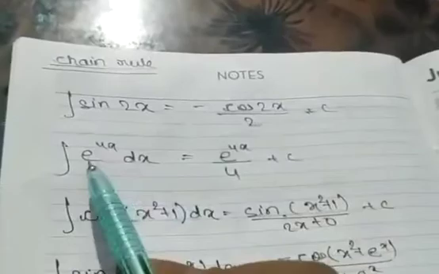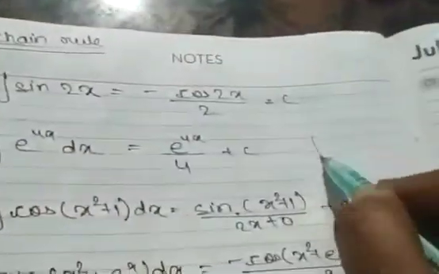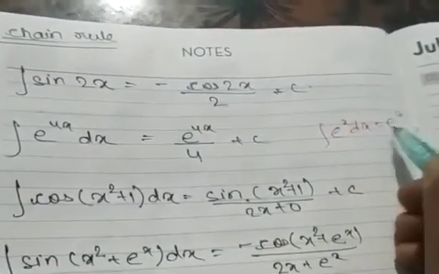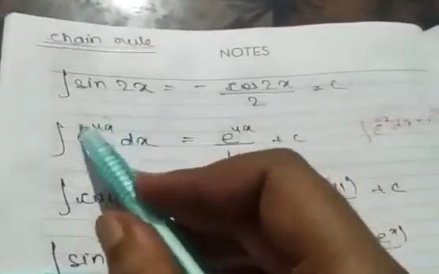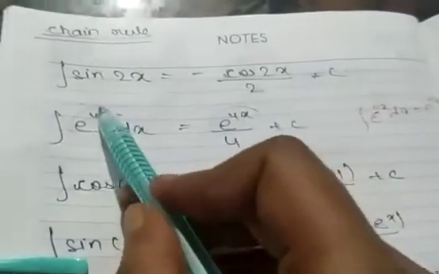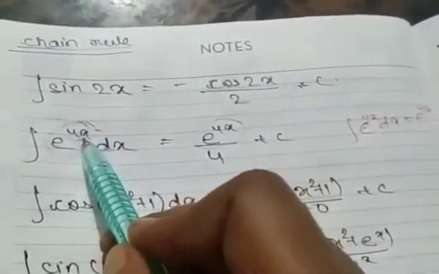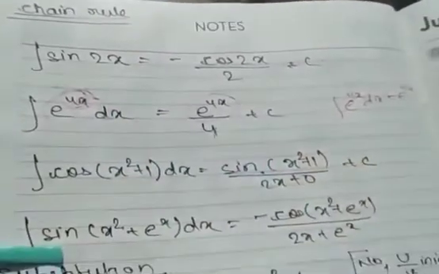Once again, see, suppose this one, e to the power 4x dx. We know that the integration of e to the power x dx is e to the power x. But here 4 is there. Then what to do? So first, whatever is there, I will integrate it. So e to the power 4x. Then whatever is inside the variable, here that is 4x, so again differentiate it. How much am I getting? 4. So divide it by that much.